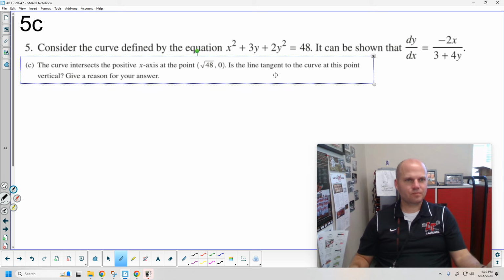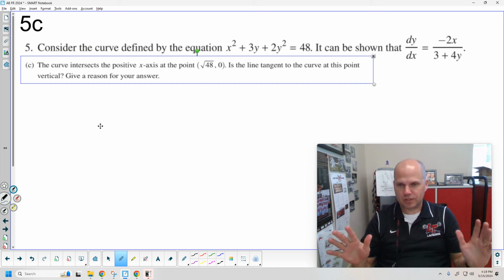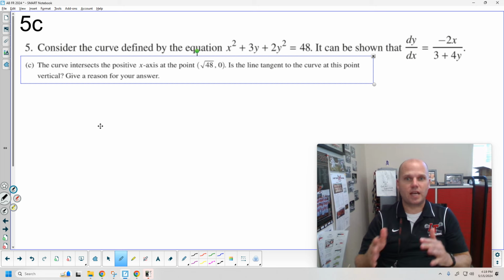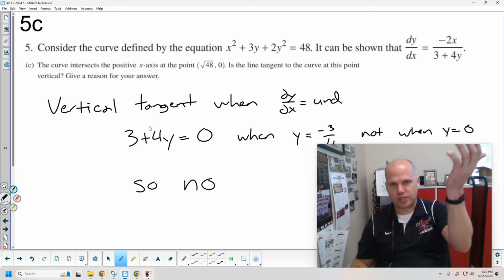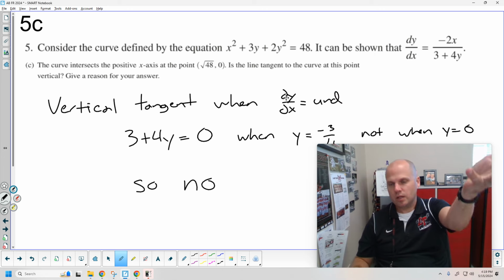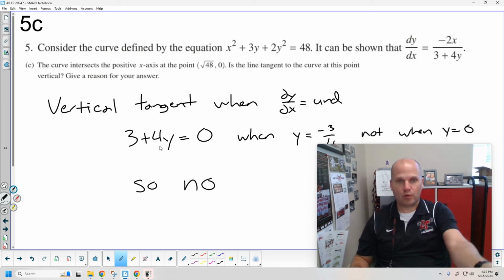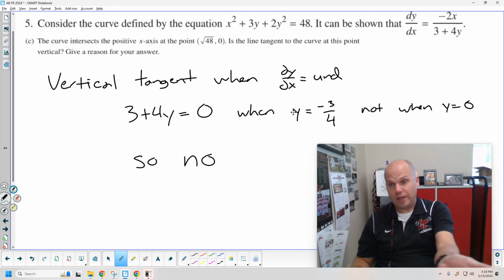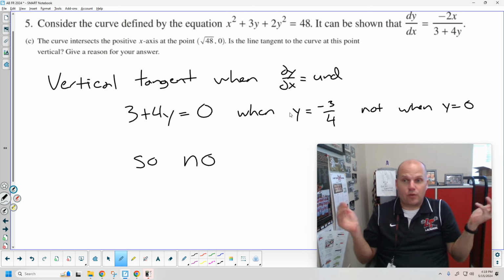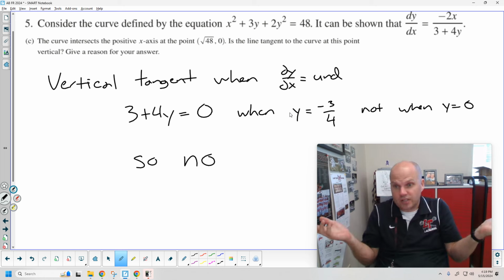Same with this. The curve intersects the point at root 48, 0. I mean, this is easier. They gave you the point, the x, the y. Is the line tangent to the curve at this point vertical? Give a reason for your answer. You should have said vertical tangent is when dy dx is undefined, or when 3 plus 4y equals 0. That's only going to occur when y equals negative 3/4, not when y is 0. So the answer is no.